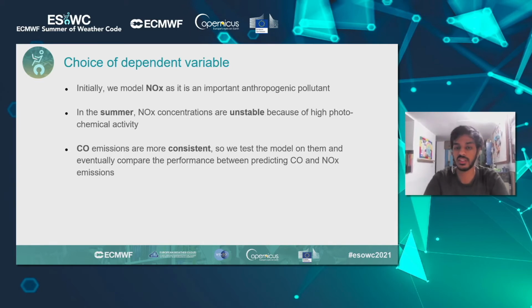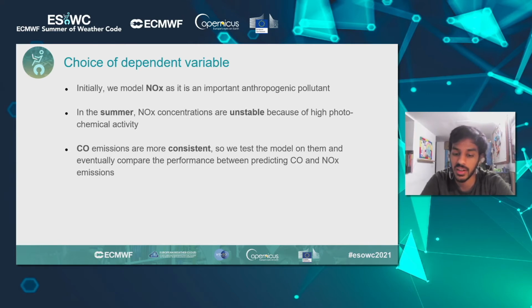So another important consideration before building the model is the choice of dependent variable. Initially, the plan was to use NOx as the dependent variable in our model, since NOx is an important anthropogenic pollutant. But after starting, we observed that NOx concentrations in the summer months tend to be very unstable because of the high photochemical activity that NOx experiences. So this made modeling NOx particularly difficult, because concentrations depend a lot on photochemical activity.